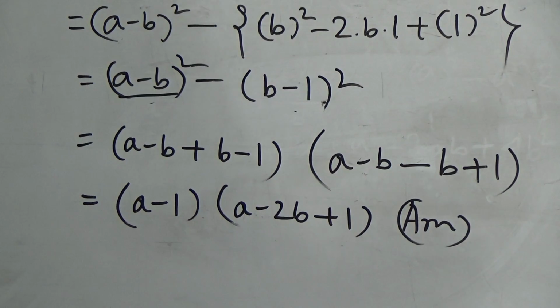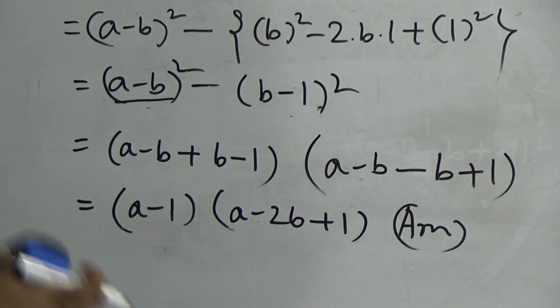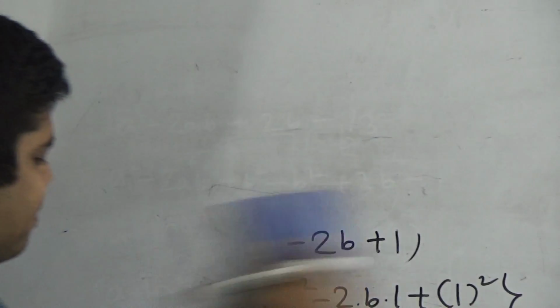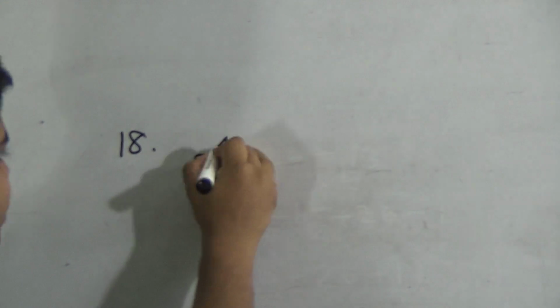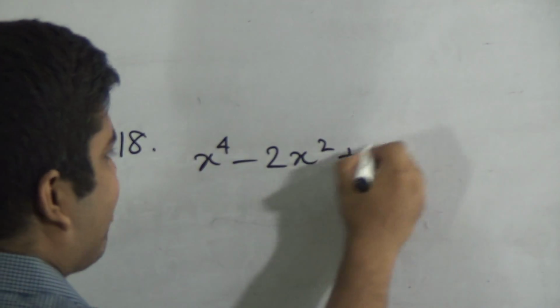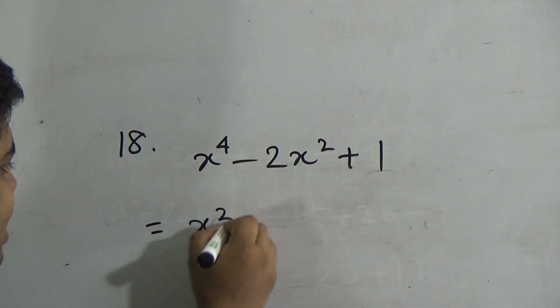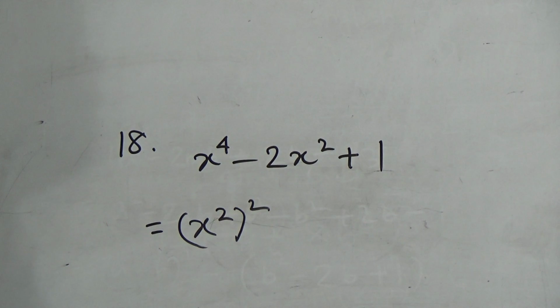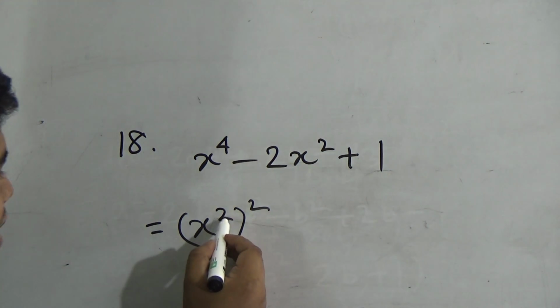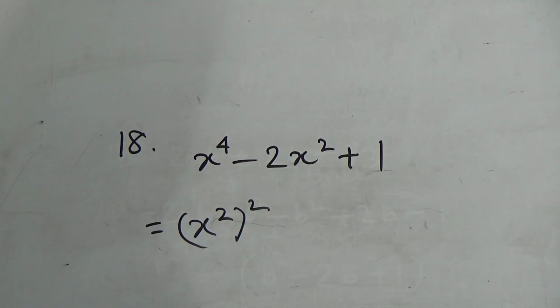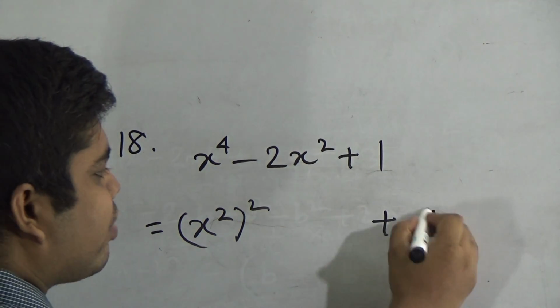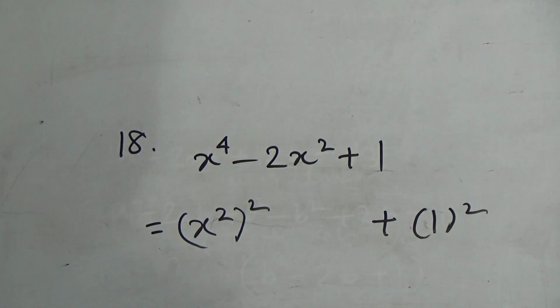Next we shall solve question number 18. The question is x to the power 4 minus 2x square plus 1. So, dear student, notice x square whole square. Can we write? Yes, we can write. If we multiply 2 with 2, then we get x to the power 4. Now, can we write 1 square? Yes, we can write, because if we do square upon it, then we get 1.